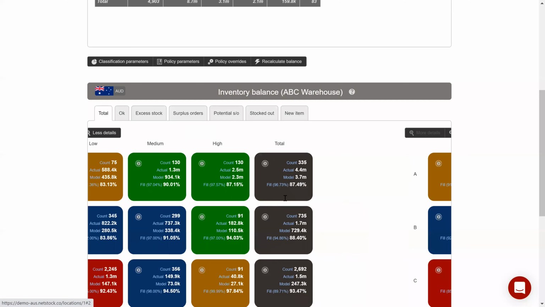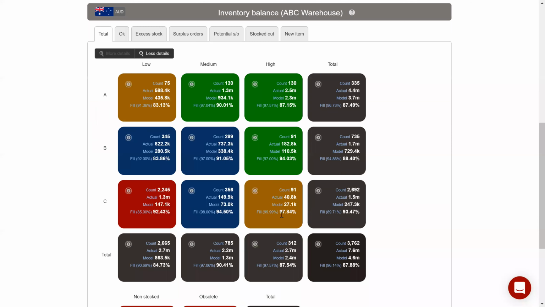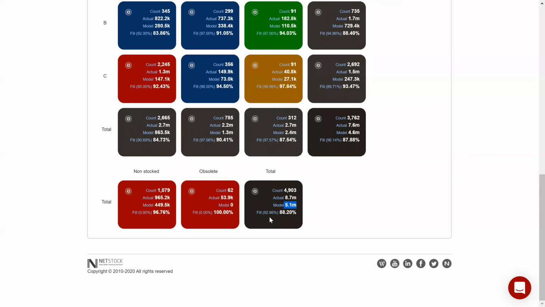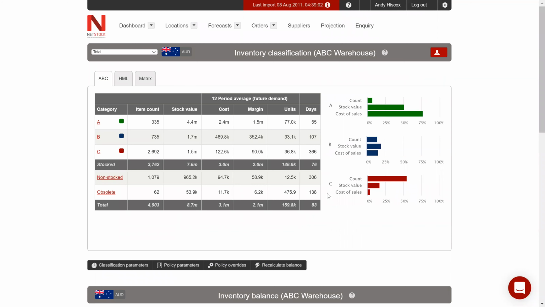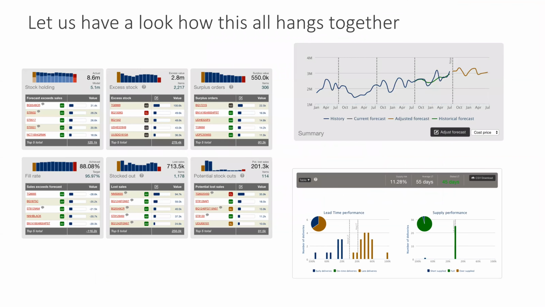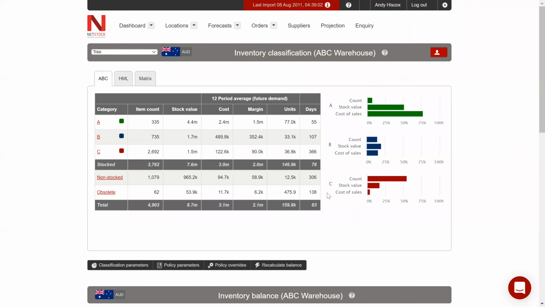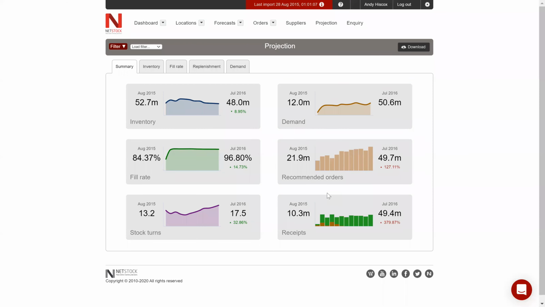So if we looked at the model, it's saying we've got 8.7 million. We need 5.1 million. You're getting 88% fill rate, but you should be able to get 92 if you get your inventory appropriately balanced, now that we've set it according to the appropriate risk factors. So now we should be good to go and do our ordering. But before we do our ordering, we actually need to run a little projection to see what our stock is going to look like going forward. So let's have a look at a projection.